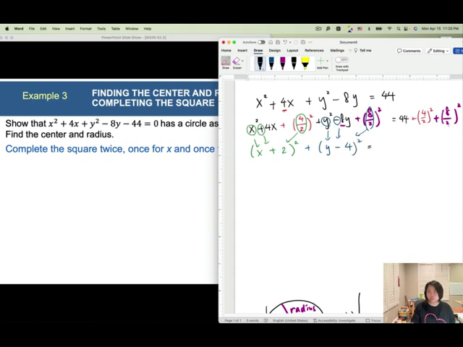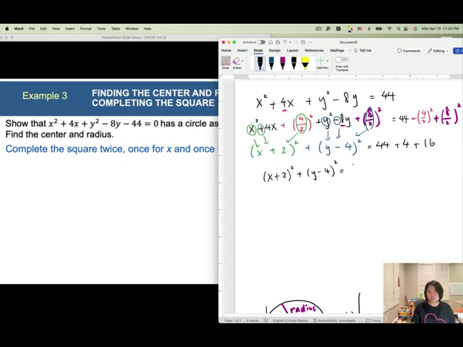Okay, right? So here, we're going to take care of the constant. 4 plus 4 divided by 2, which is going to be 2. 2 times 2, which is going to be 4 here. 8 divided by 2, which is 4. 4 times 4, that will be 16. So now, I do have the center radius form of the circle.